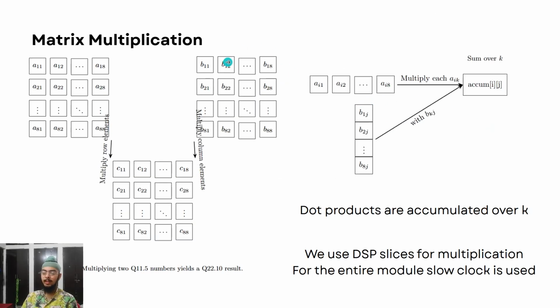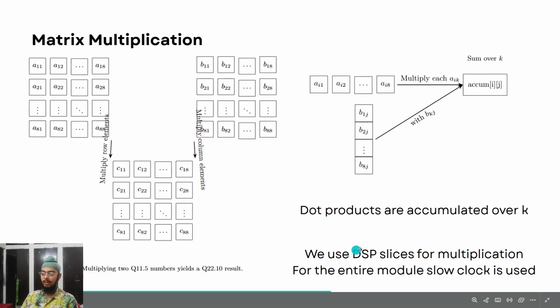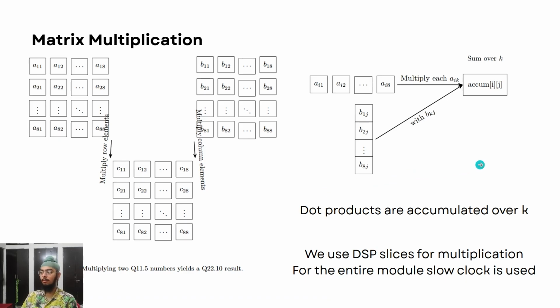Now, this is the process of matrix multiplication. What we do is we first compute the first row multiplied by the first column, and we store the result in the accumulator, and we sum over all. We use DSP slices for multiplication as they are very fast, and for the entire module, as seen before, a slow clock is used so that we give the accumulator enough time to accumulate the results, and it handles all the delays of the adders and multipliers.